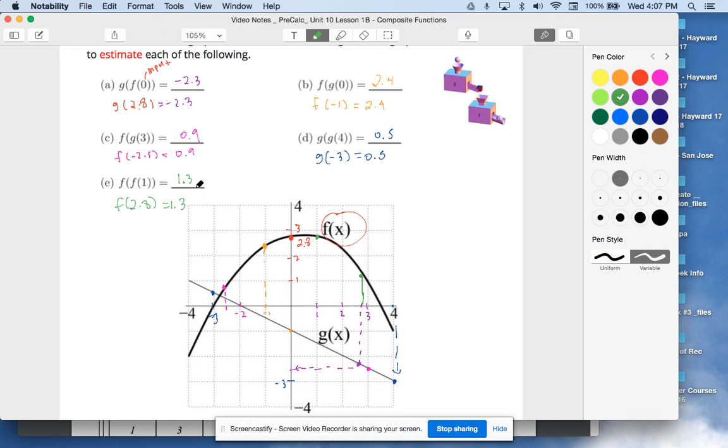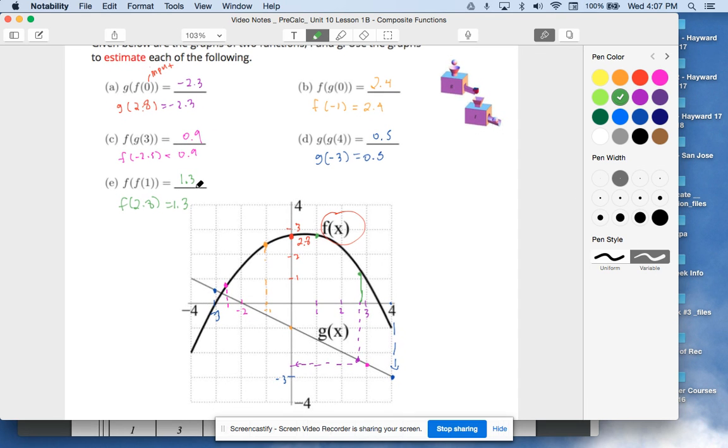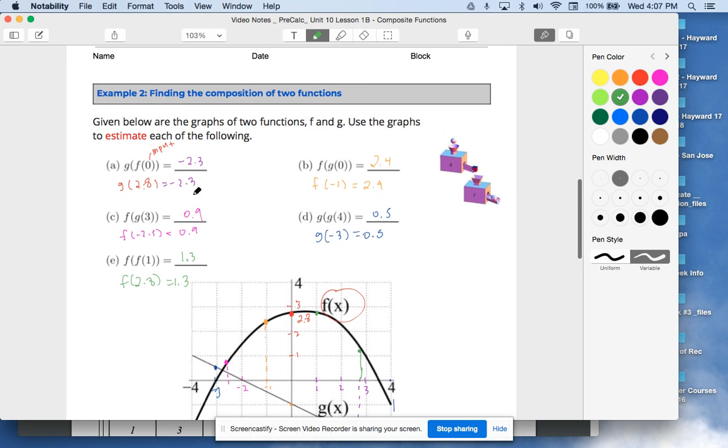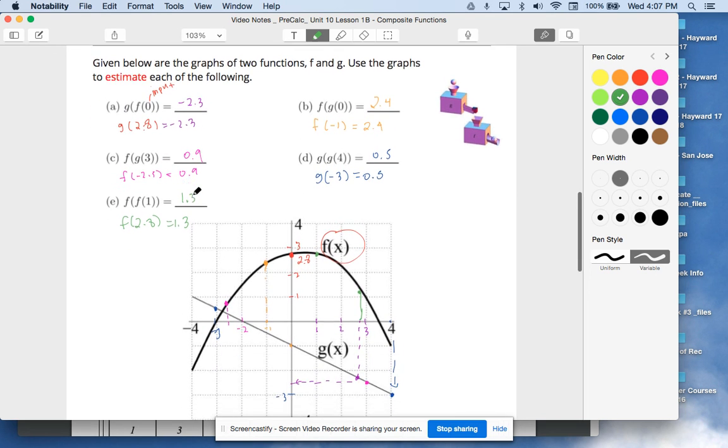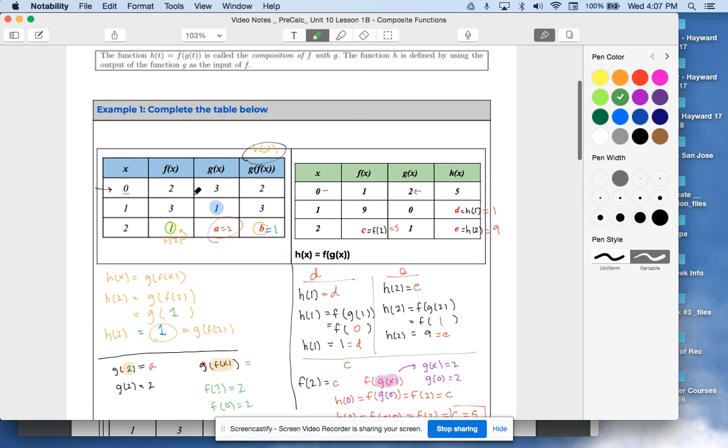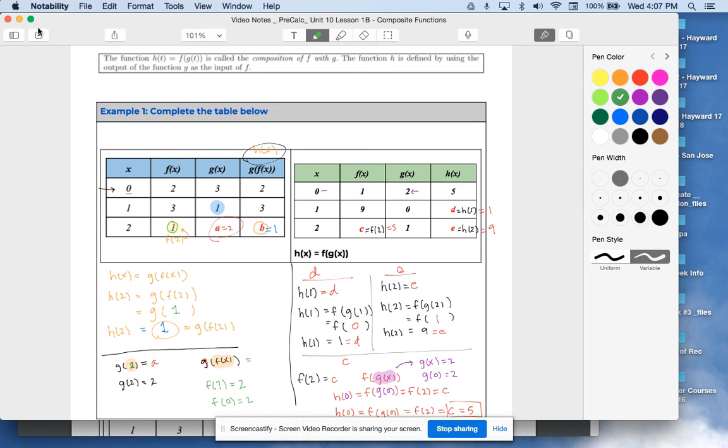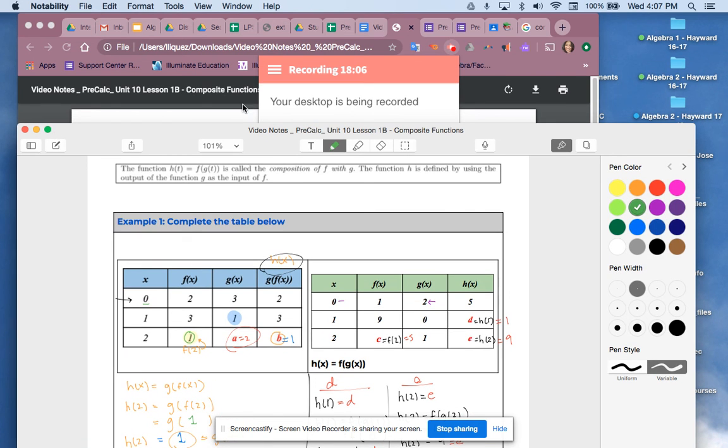Cool. All right, so that's how you interpret composition functions, or composition of two functions, in a graph as well as in a table. All right, and that's it.